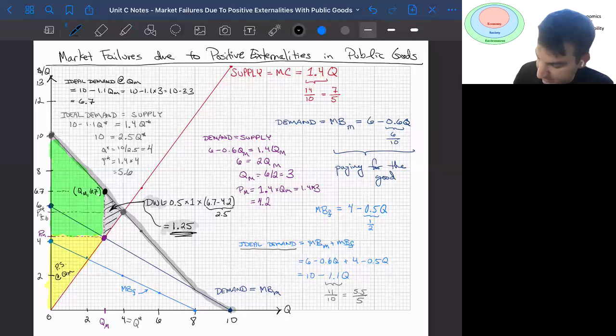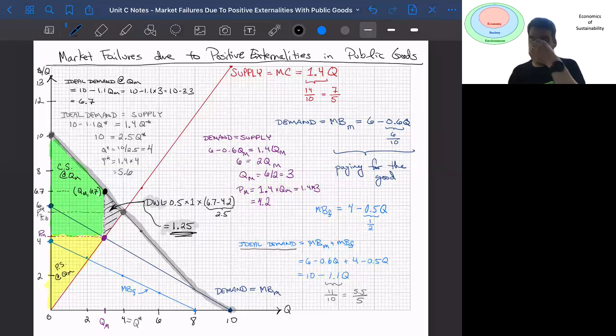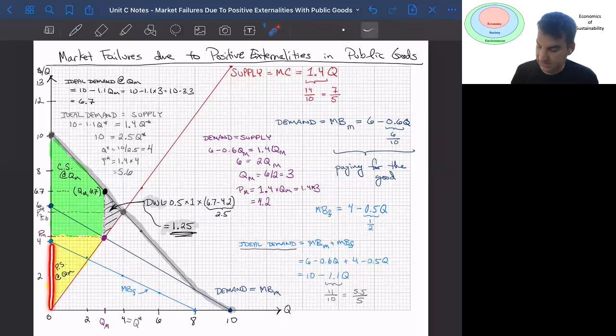That there is the consumer surplus at the market equilibrium. And so what we can see here is that the consumers are actually winning out, but society would do better if we were operating at the socially efficient equilibrium. So we could calculate the producer surplus by calculating the height and width of this triangle.